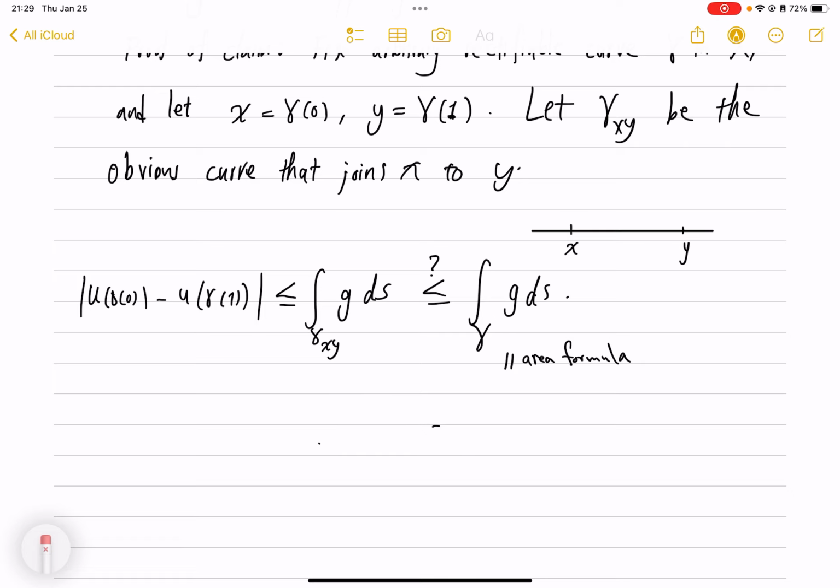Once you have that, what we see here in the picture is that we started with an arbitrary curve, and we showed that the value of u at the 2 endpoints, when you look at their difference, is bounded by the curve integral of this g. Since gamma was arbitrary, g is indeed an upper gradient.